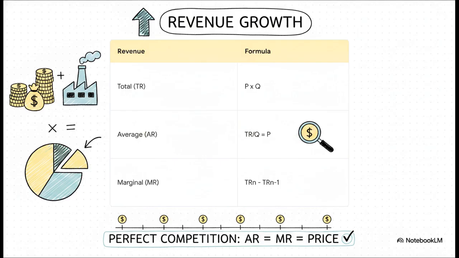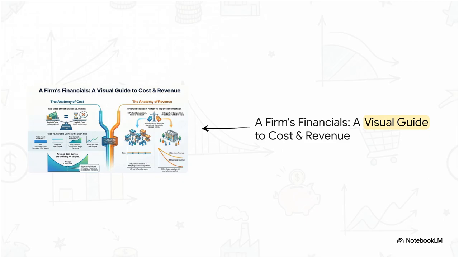Let's bring this entire explainer together. We've seen how explicit and implicit cost inputs merge to create total cost, but let's juxtapose that with the predictable anatomy of revenue. Think back to that perfect competition scenario with the constant price of 15 rupees. If we graph the AR and MR curves, they'd form a single horizontal straight line perfectly parallel to the x-axis at that ruling price level. They are the exact same line.